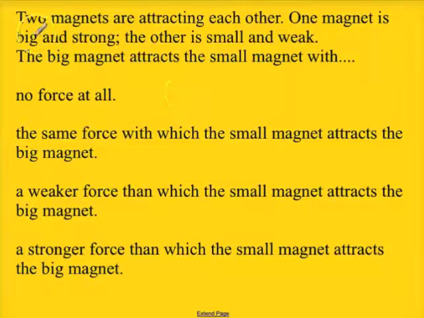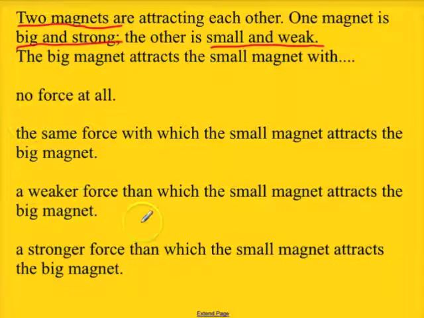You're going to have questions that are similar to this. For example, two magnets are attracting each other. One magnet is big and strong, the other is small and weak. The big magnet attracts the small magnet with, well, no force at all, the same force with which the small magnet attracts the big magnet, a weaker force than which the small magnet attracts the big magnet, or a stronger force than which the small magnet attracts the big magnet.